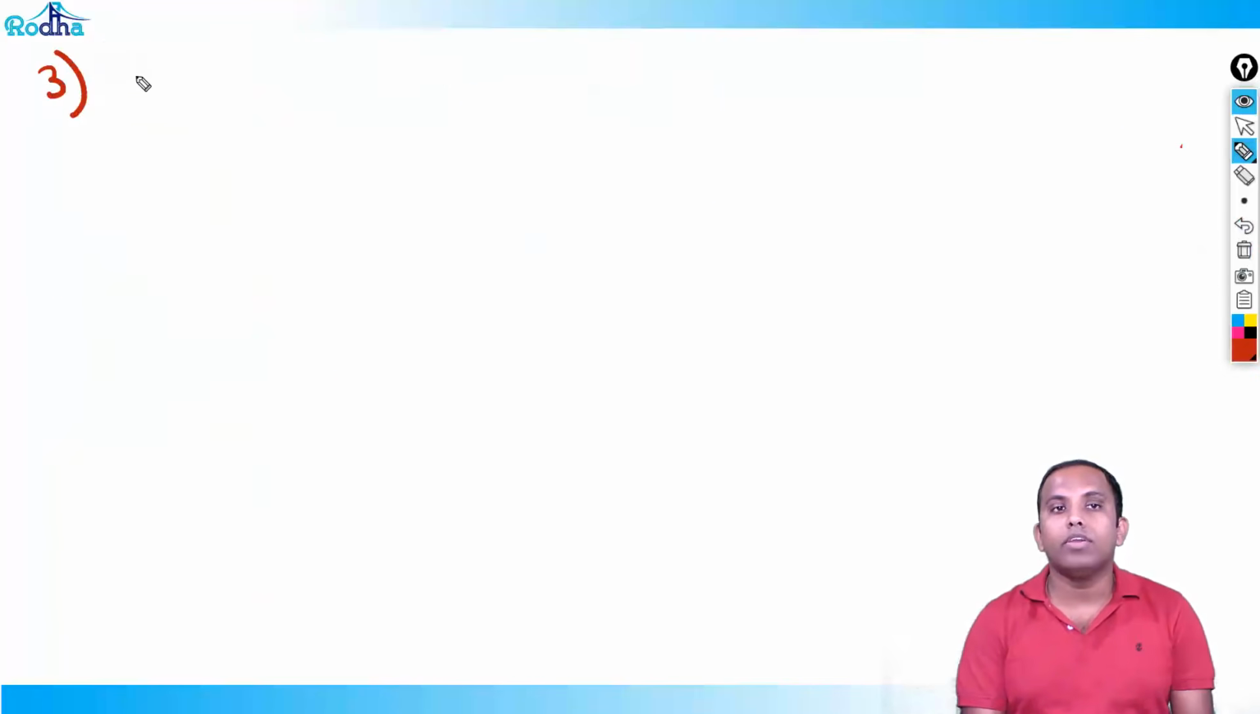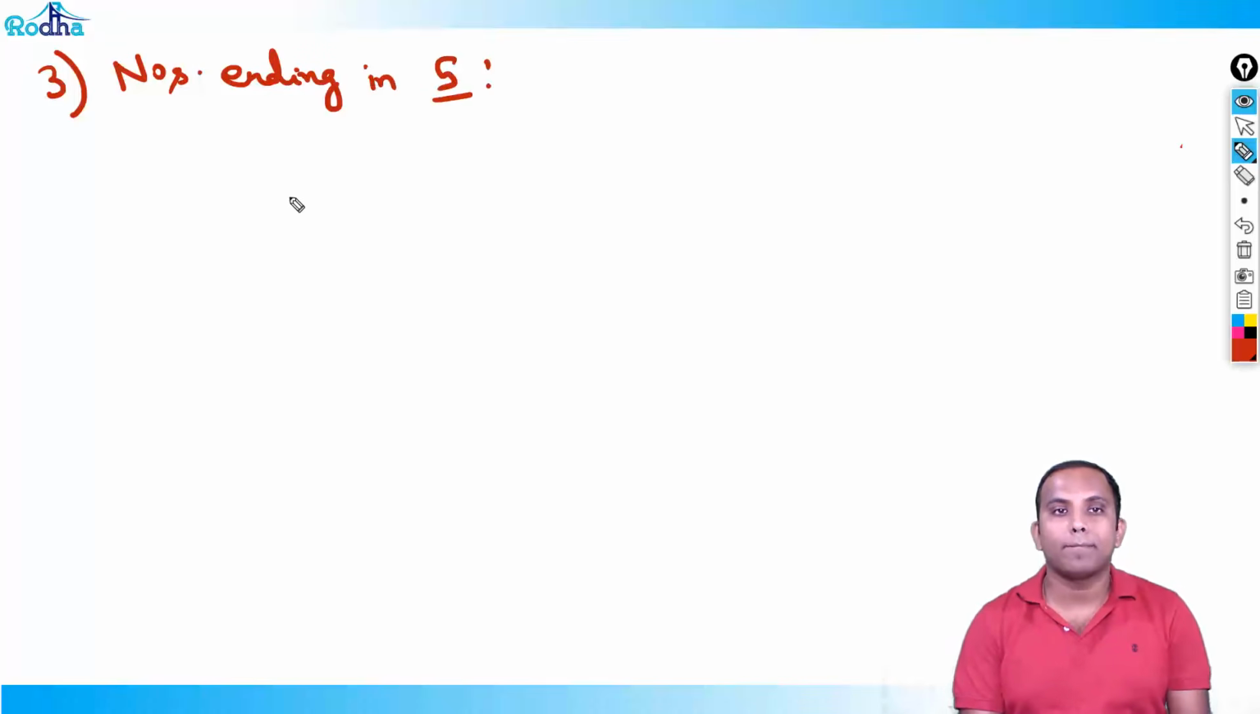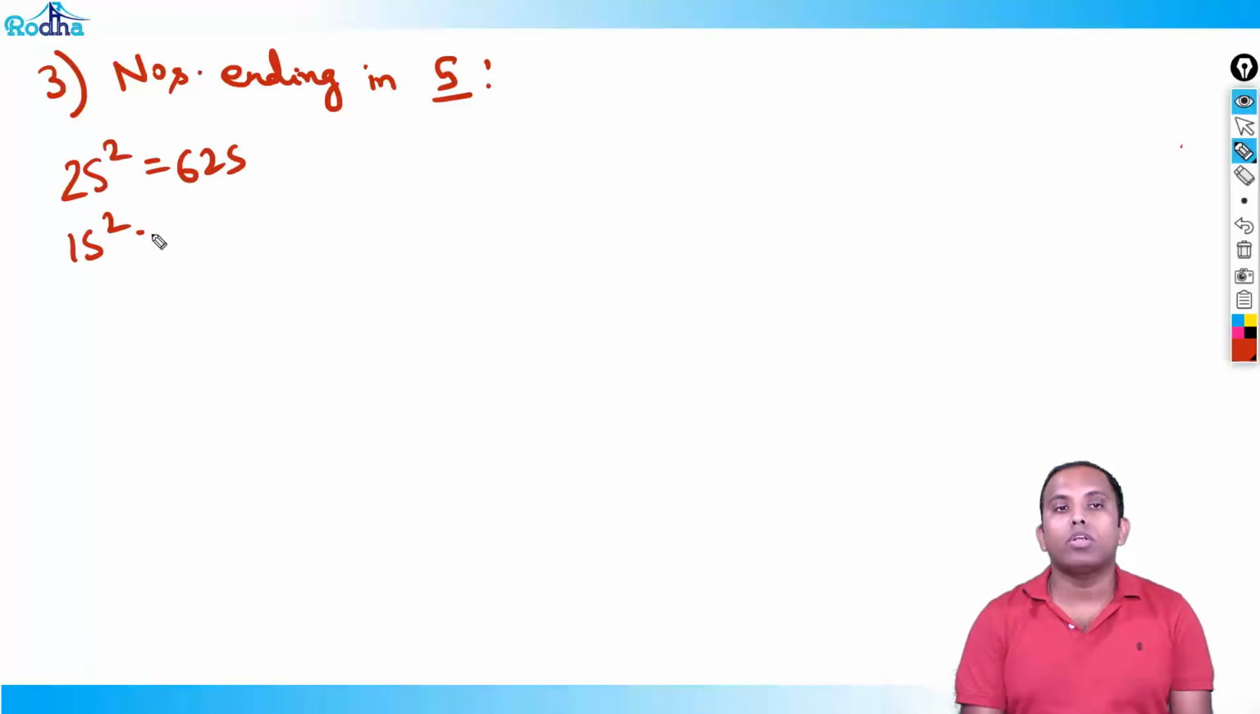So in odd numbers, what is the third one? Numbers ending in 5. Okay. So for numbers ending in 5, there's a simple rule. For any power of 5, 25 square is what? 625. Right. 15 square is what? 225. Right. Or anything like 25 cube is also ending in 25. So last two is always 25.